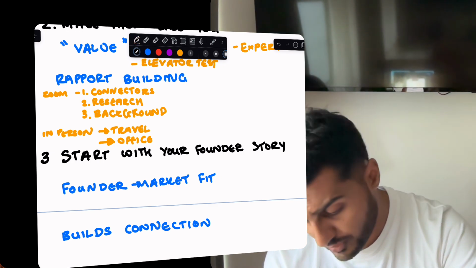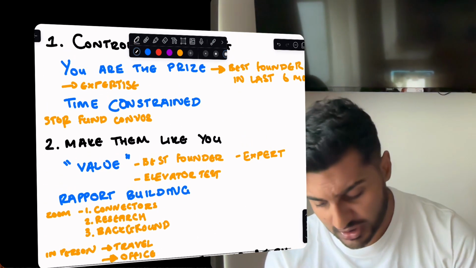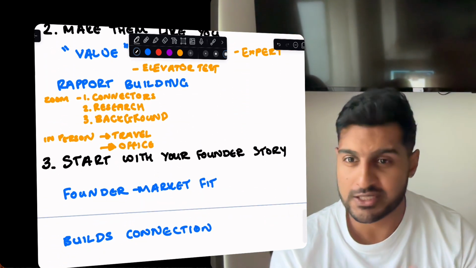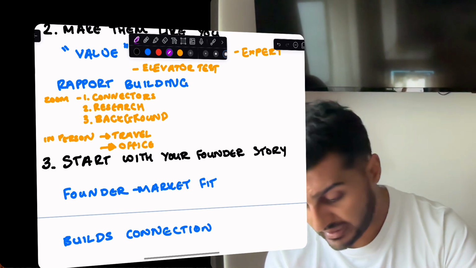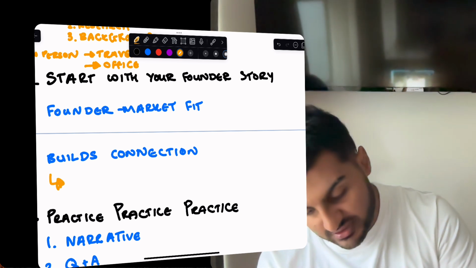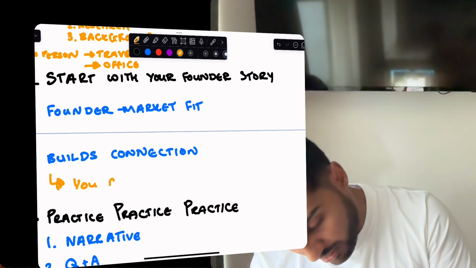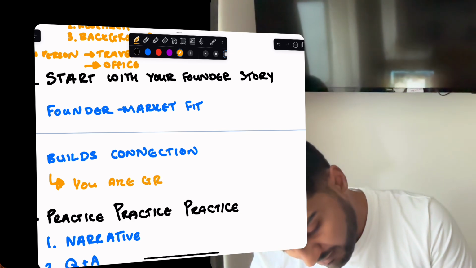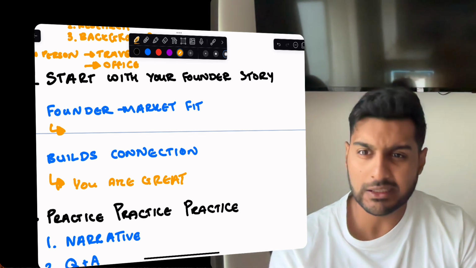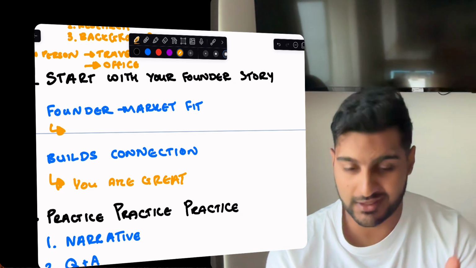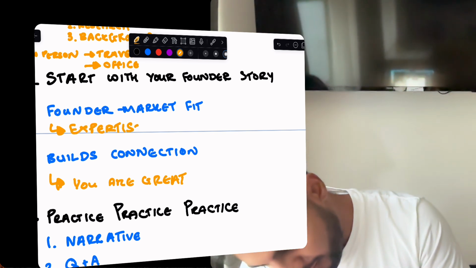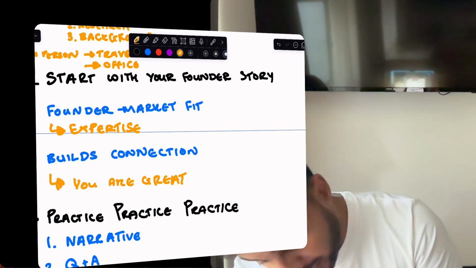Okay. So coming back to all of this, right? You're trying to make them like you. You're trying to control the meeting and show that you're the prize. The best way to do this is to start with your founder origin story, right? It's what really builds that connection that you are great. And on top of that, it gives you an easy way to really build that founder market fit of expertise, and secondly, that you're the best person.